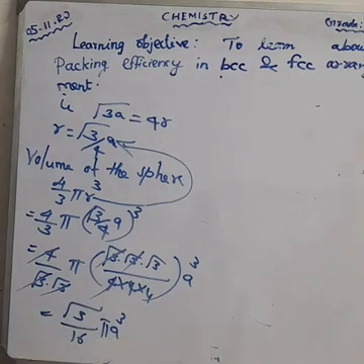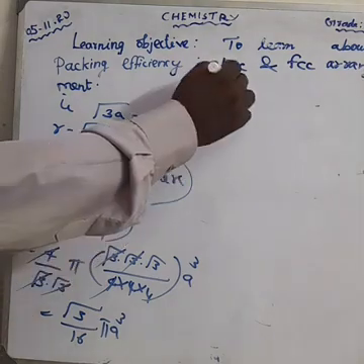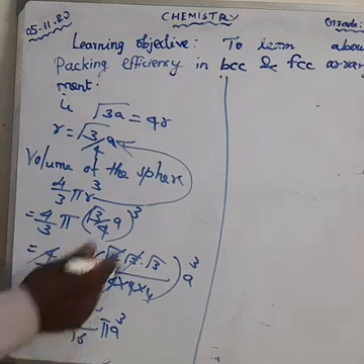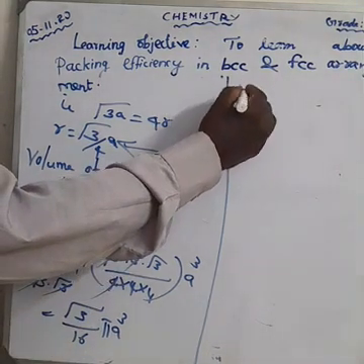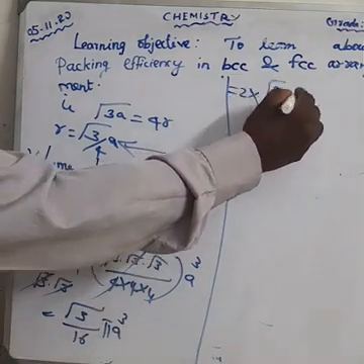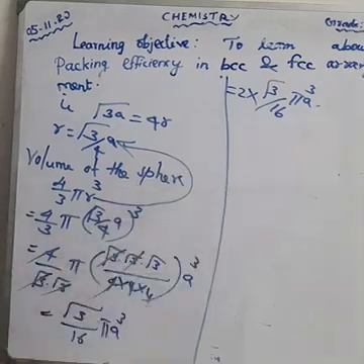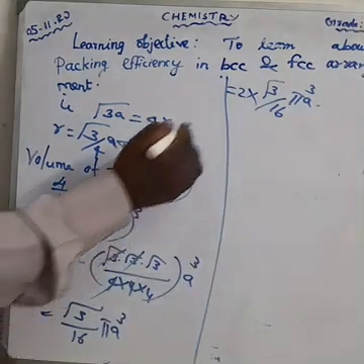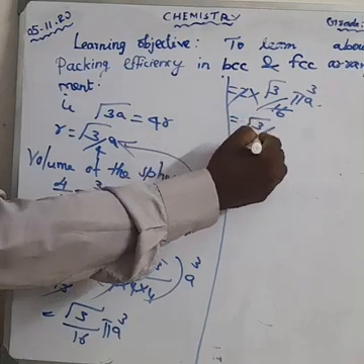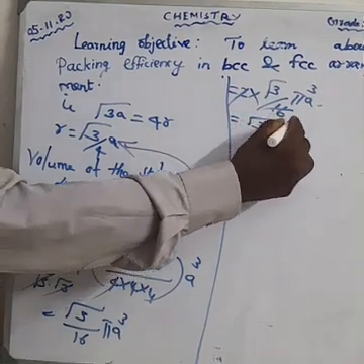Okay, I told you that for the BCC arrangement, it belongs to BCC arrangement is equal to 2, as per the body center. So you should multiply this value by 2. So we get 2 into the value root of 3 by 16 pi A cube. Okay, so we are multiplying, we can cancel this one. So what is the answer? It is equal to root 3 by 8 pi A cube.